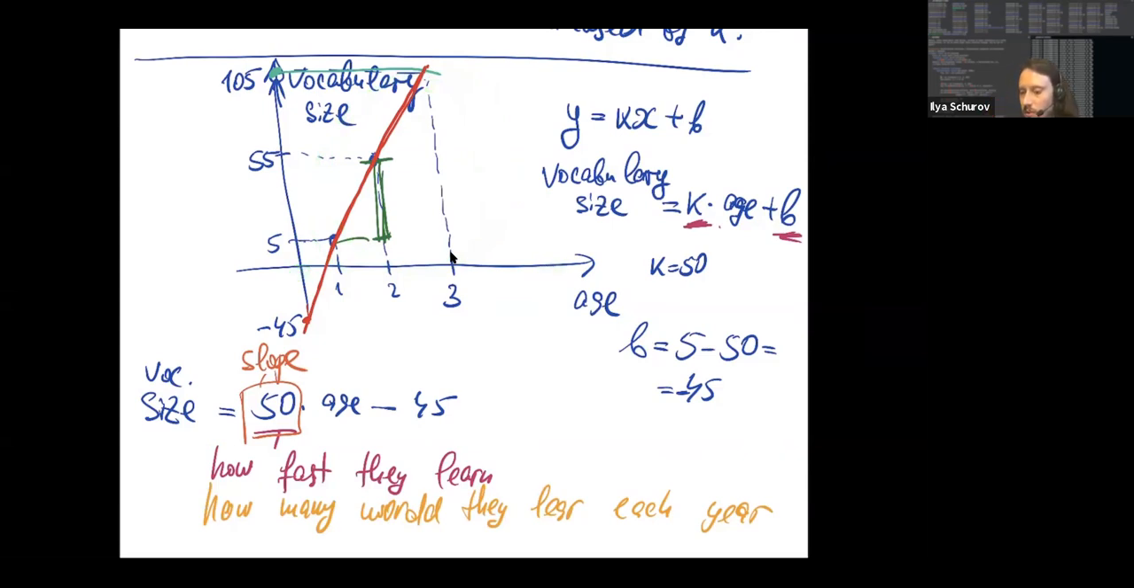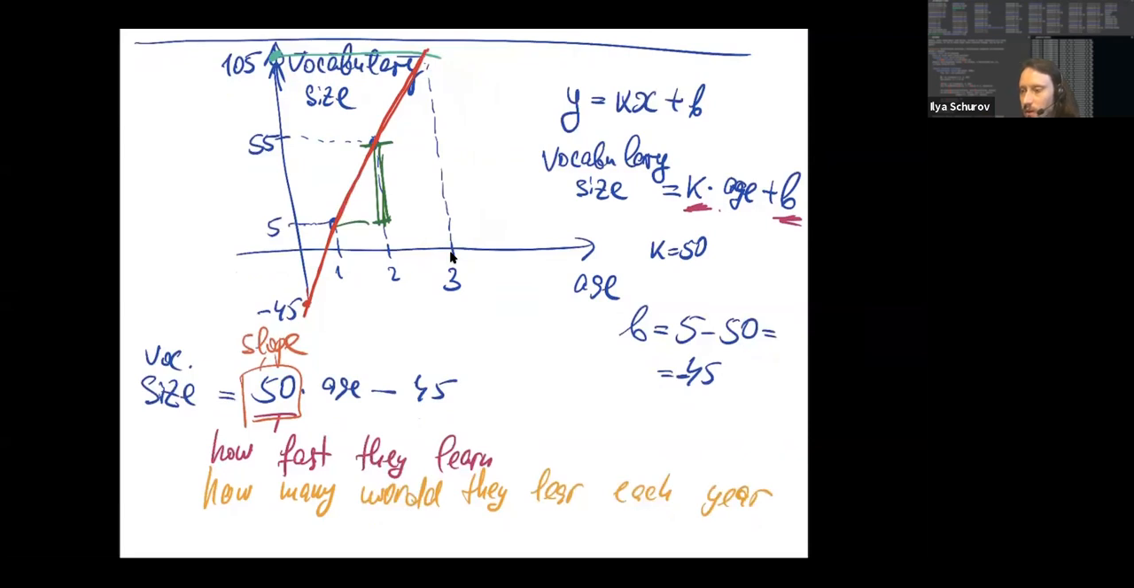Probably when people become adults, they do not increase their vocabulary size so fast as children do at the beginning of their life. So we are usually interested in this coefficient. Sometimes we are interested in this coefficient, but it is much more rare, and we have to interpret it correctly.